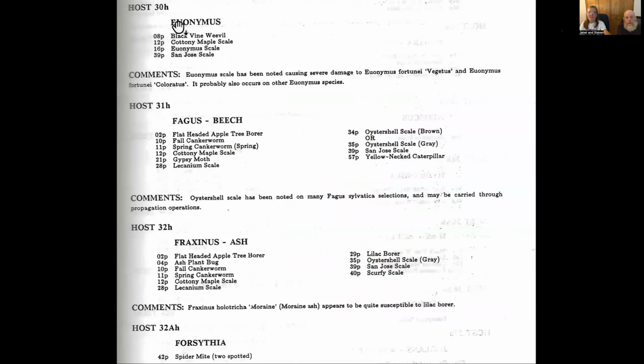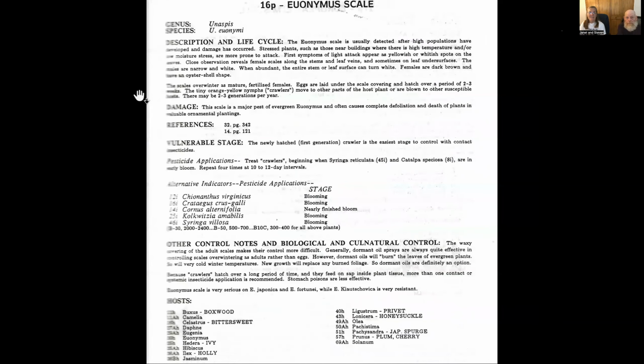If I look up euonymus, it says that these are the 4 things that are quite common on euonymus: scale, maple scale, weevil, and San Jose scale. These are the insects, because that's what he was looking at, the insects. So I can look up the plant and say, here's what it's likely to get. Then I can look up that pest and hear about its life cycle, what time of year it occurs, and what it does on the plant. The damage, when it's vulnerable.